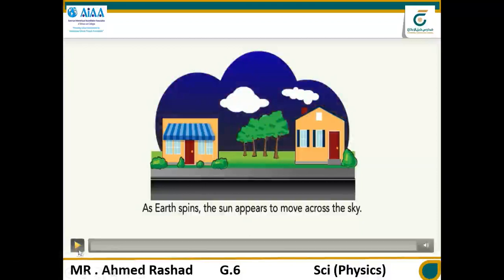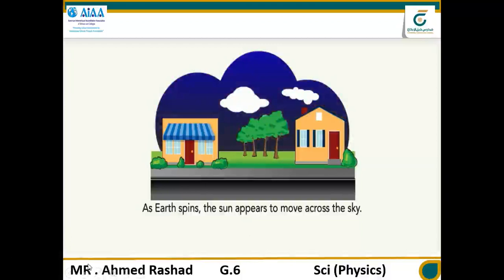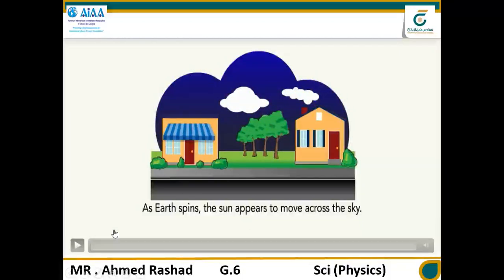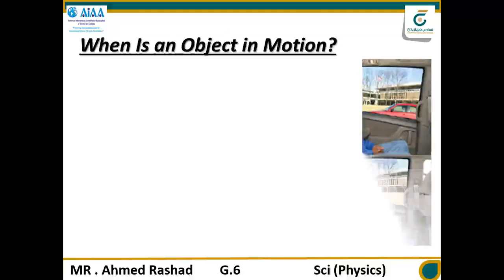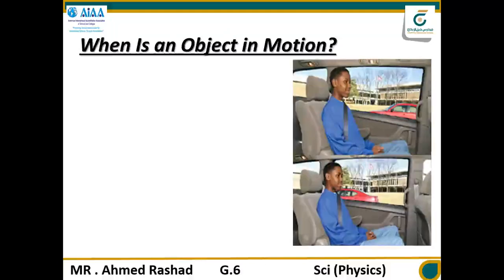So this is all about motion and how to describe the motion between two objects. We have two objects, one reference point relative to another. So we can measure motion as the change of position relative to another object. When is an object in motion? You can watch this boy riding in the car, and when the car stops suddenly, the body of the boy goes forward. Why? Because his body is keeping in motion with the car.